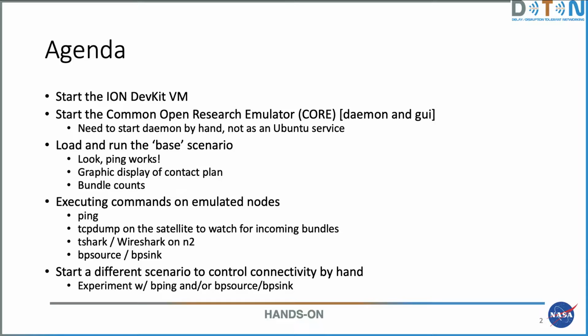We'll start with Core. Core is the Common Open Research Emulator. This is the emulation environment that we're going to be using to run Ion in. What we're going to be trying to do is exercise Ion on multiple nodes so that we can actually do some multi-hop routing. You can configure Ion to run multiple nodes on a single machine and to segregate the areas of virtual memory that Ion uses for its functions.